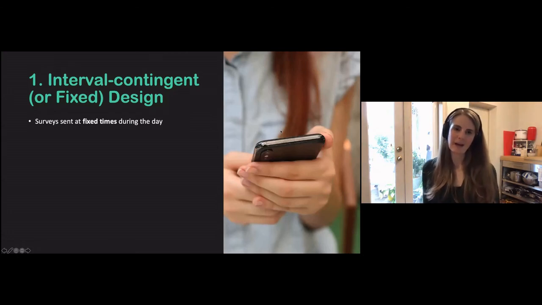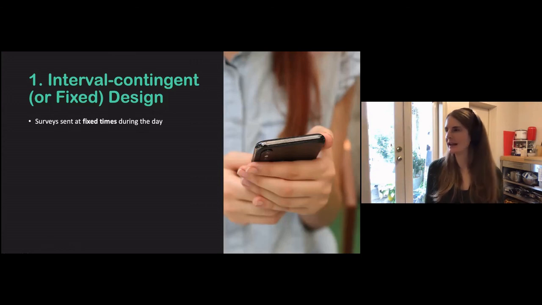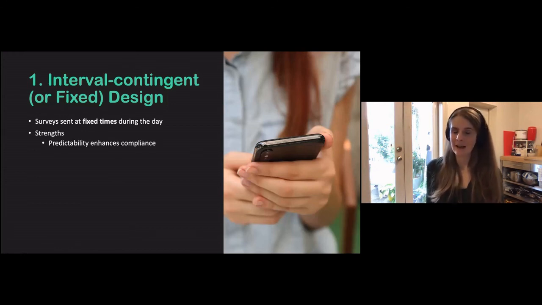So to start, we have what's called an interval contingent or a fixed design. And this is sort of self-explanatory when you read fixed. The surveys are sent at fixed times during the day. So you say to yourself, I'm going to have 3 surveys per day. 1 will come at 9, 1 will come at midday, and 1 will come at 5 p.m. That would be a fixed design. The strength of these designs is that having a predictable sampling protocol enhances your compliance. So people get used to the idea, the surveys come at 9, 12, and 5. And they go and check their phones at those times and they're more likely to answer.